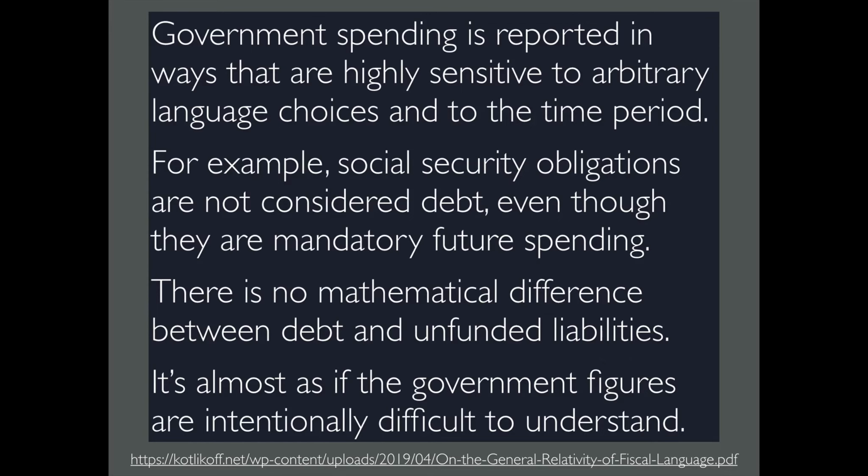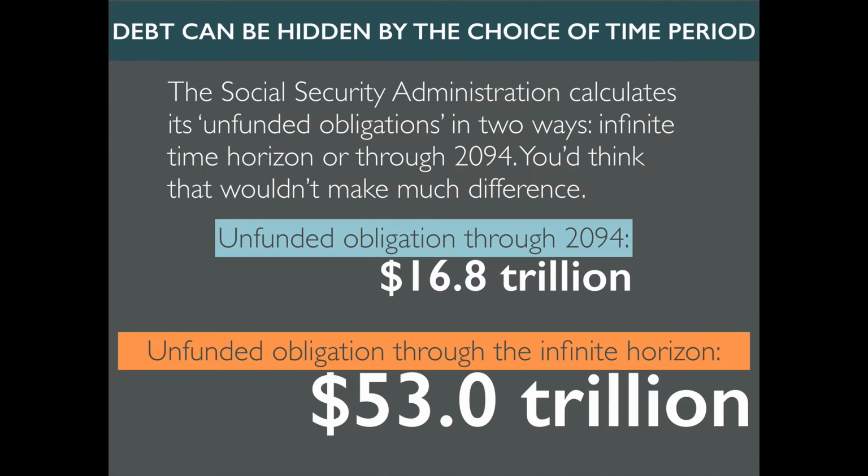Now, let me give you an example, okay? The point here is that debt can be hidden by the choice of the time period. The Social Security Administration calculates its unfunded obligations, as it calls them, in two ways. You can look at the infinite time horizon, or you can look at it through 2094, and you would think that wouldn't make much of a difference, right? We're going pretty far into the future, 2094. Wow, that's 74 years from now, right?